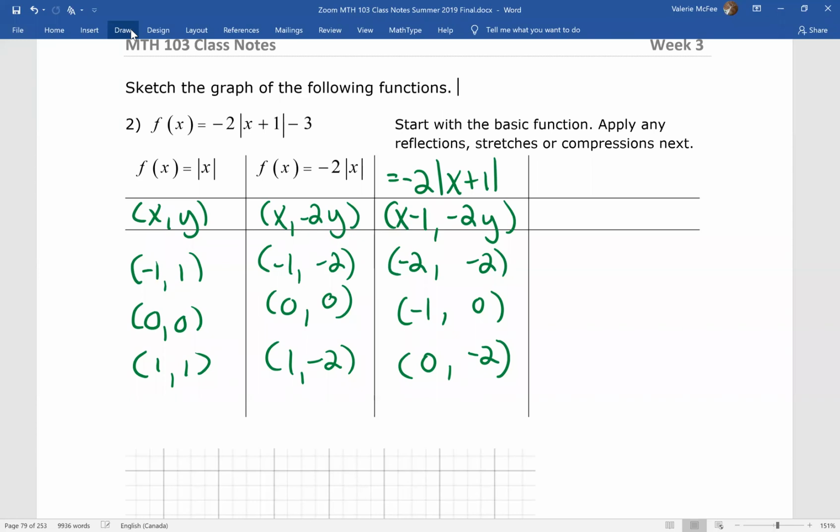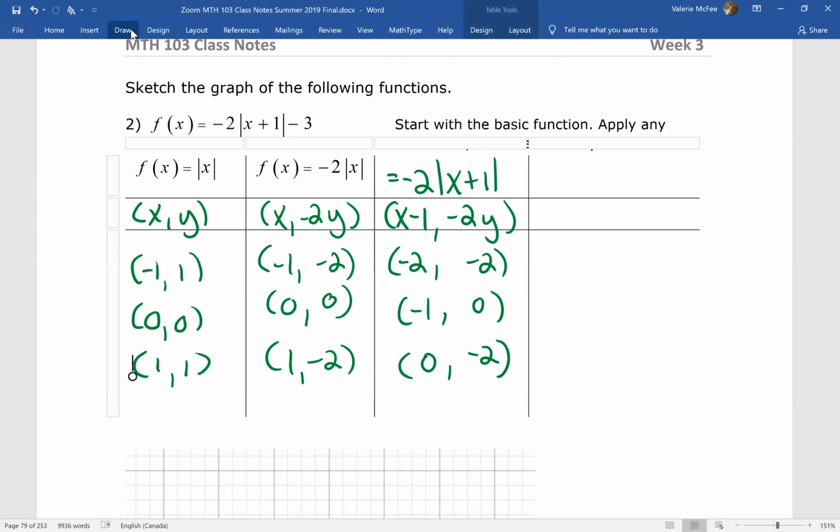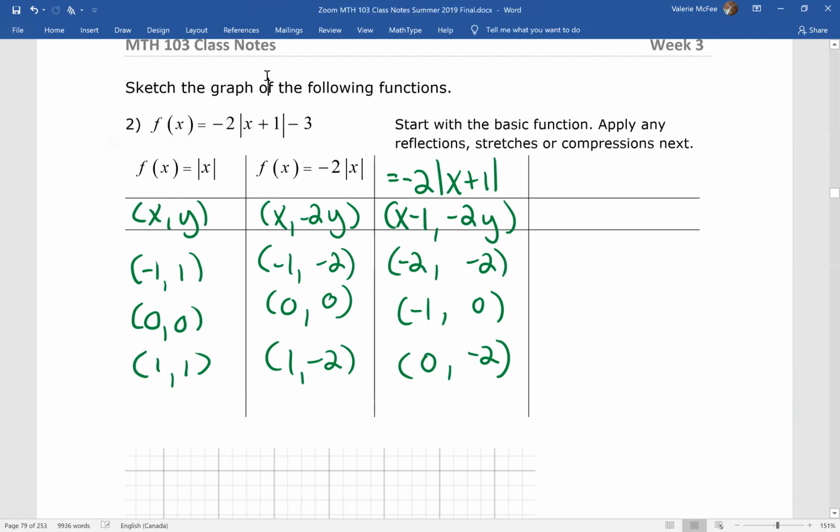Remember that if you're not sure, you can check your ordered pairs. What if we substitute a 0 in here? 0 plus 1 is 1. The absolute value of 1 is 1 times negative 2 gives us negative 2. Our final transformation then is that subtract 3. This time we're changing Y.